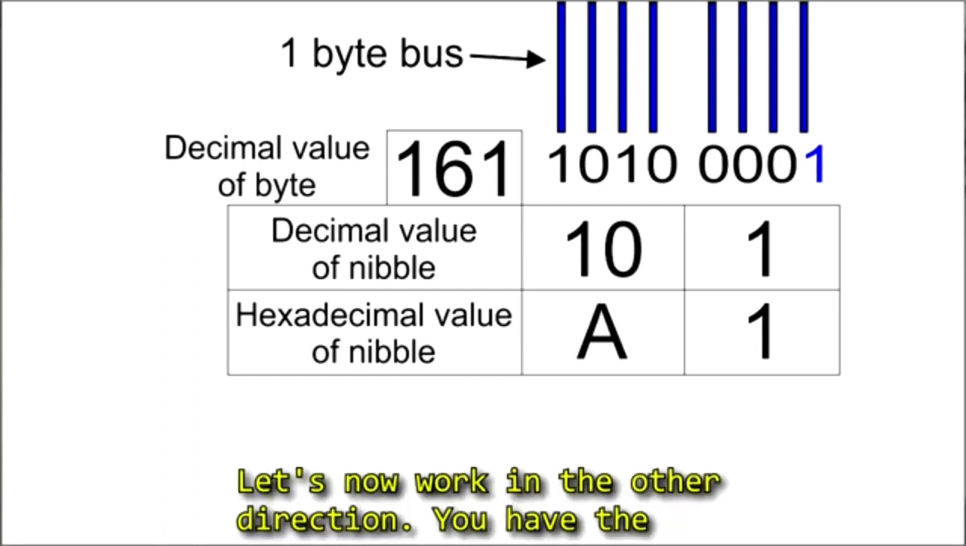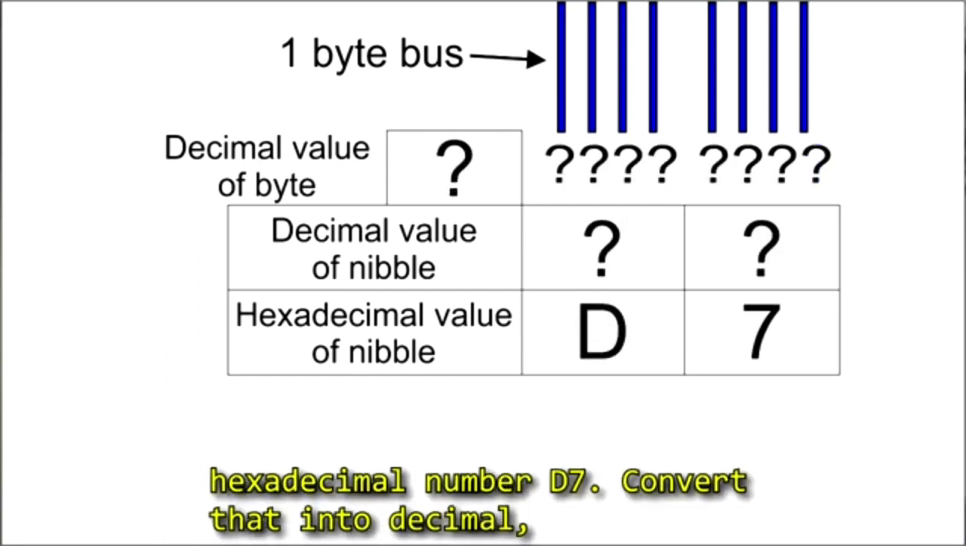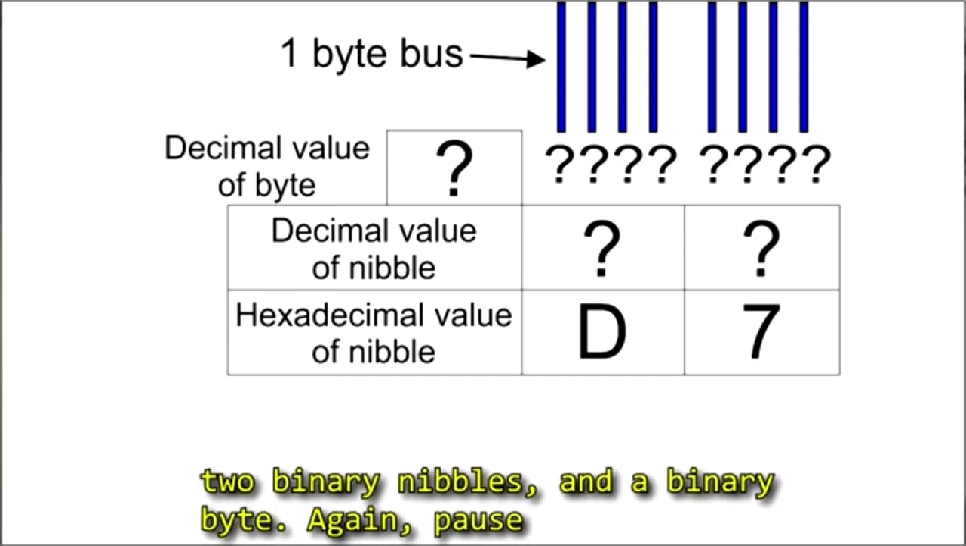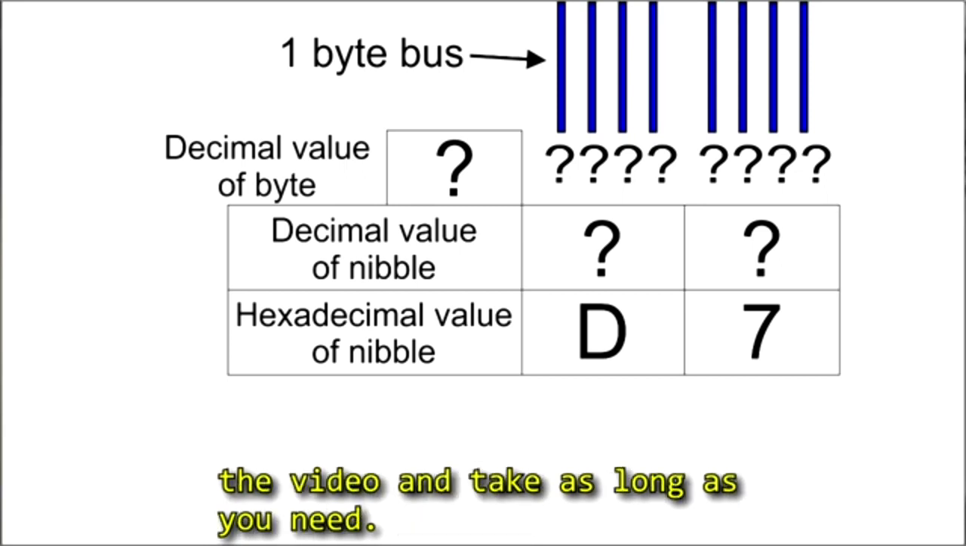Let's now work in the other direction. You have the hexadecimal number D7. Convert that into decimal, 2 binary nibbles, and a binary byte. Again, pause the video and take as long as you need.